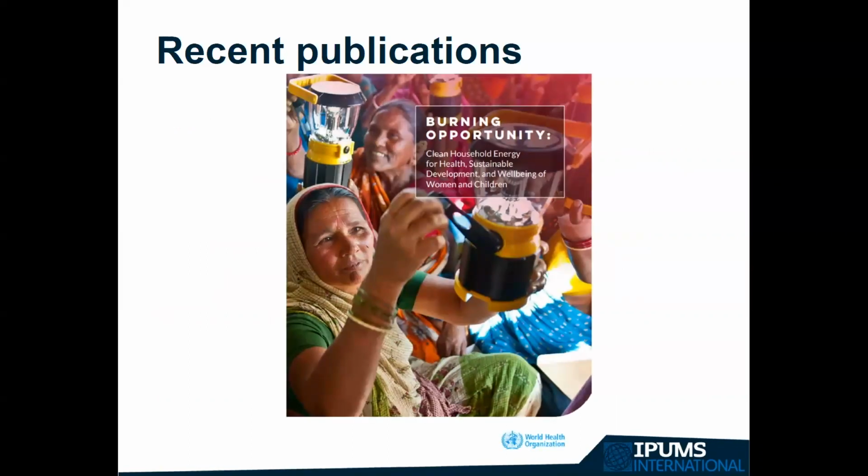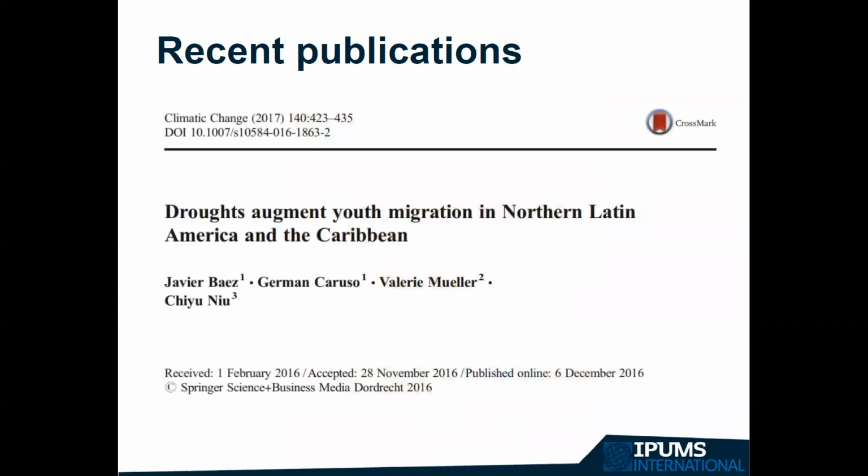This is the cover of a recent report by the World Health Organization that used information on cooking fuel from IPUMS International to look at indoor air pollution. And this paper is an example of authors that used IPUMS International data in combination with data from other sources, which we're seeing a lot more commonly recently. This paper used IPUMS International census data with environmental data to look at droughts and migration in the Caribbean and Latin America.